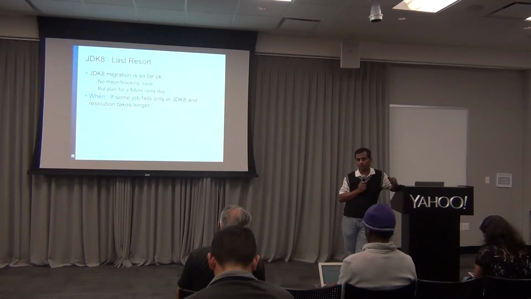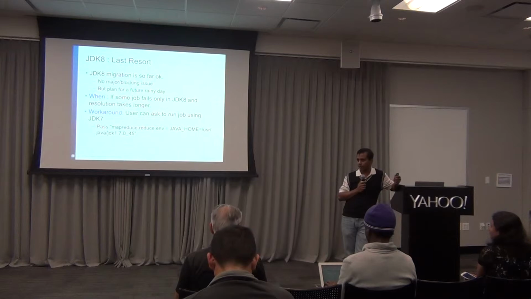This is like operational help, because one user can create so much noise. To handle it, there is a workaround. Somebody might call it a dirty workaround. What we did is that you can override the JDK8 requirement. You can pass the Java home through your job. You can say, okay, I want to use JDK7.